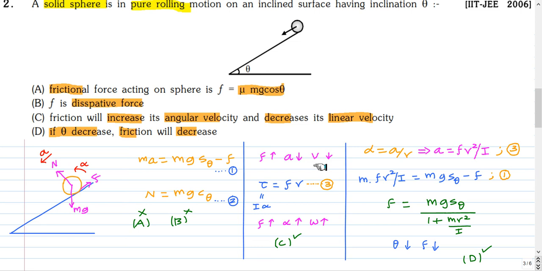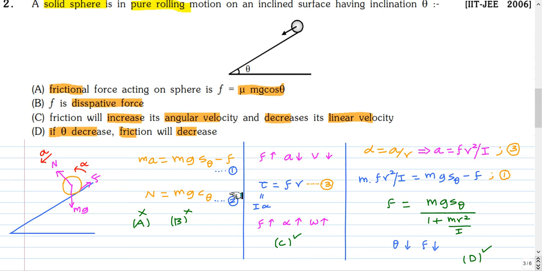The torque about the center point of the sphere is F into R, because the weight mg and normal reaction will not produce any torque as they pass through the center. Only the friction force will give rise to torque, and this torque is I into alpha, where I is the moment of inertia about the center point. So as the friction force increases, the angular acceleration alpha will increase. So the omega will increase for a given initial omega naught and a time interval. So as the friction force increases, the linear velocity will decrease and the angular velocity will increase. So option C is true.